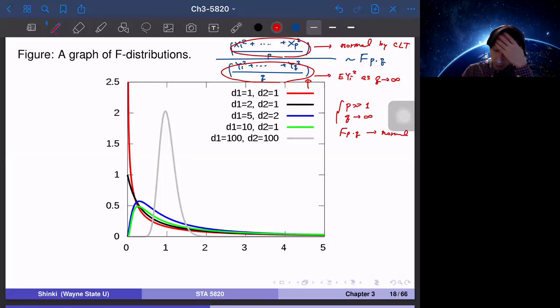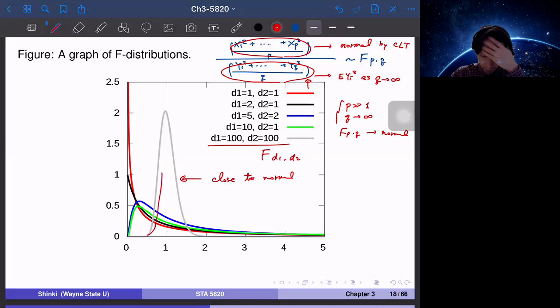Okay. So you can see if D1 and D2 are both 100, this is the distribution of F sub D1, D2. D1 and D2 are both large, so this is close to normal. If both are really large, it concentrates on 1. It almost spikes at 1, so it converges to 1. But yeah, when the degrees of freedom are large, it's almost normal. But when they're small, it's different.